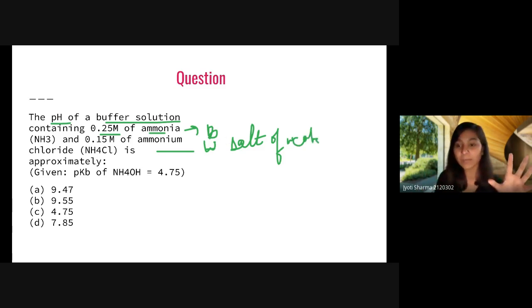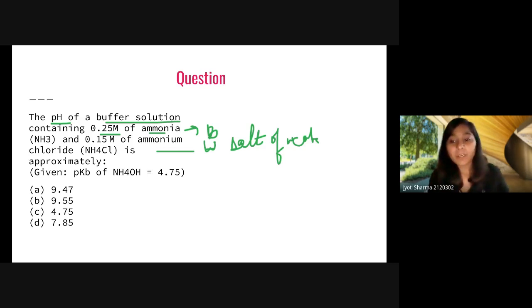The first condition is that it should be a weak base and the salt of that weak base. You can also create a buffer solution if you have a weak acid and the salt of that weak acid. So you have three or four types by which you can create a buffer solution. But if you have two compounds, one a salt and another a weak base, and you want to calculate the pH after mixing them, because it has created a buffer solution, then how can you calculate the pH here? So we will see.